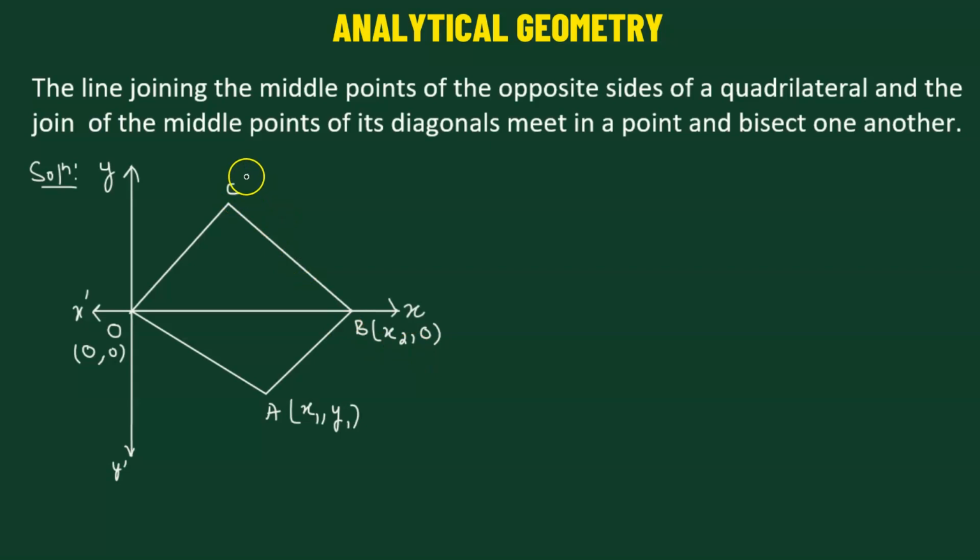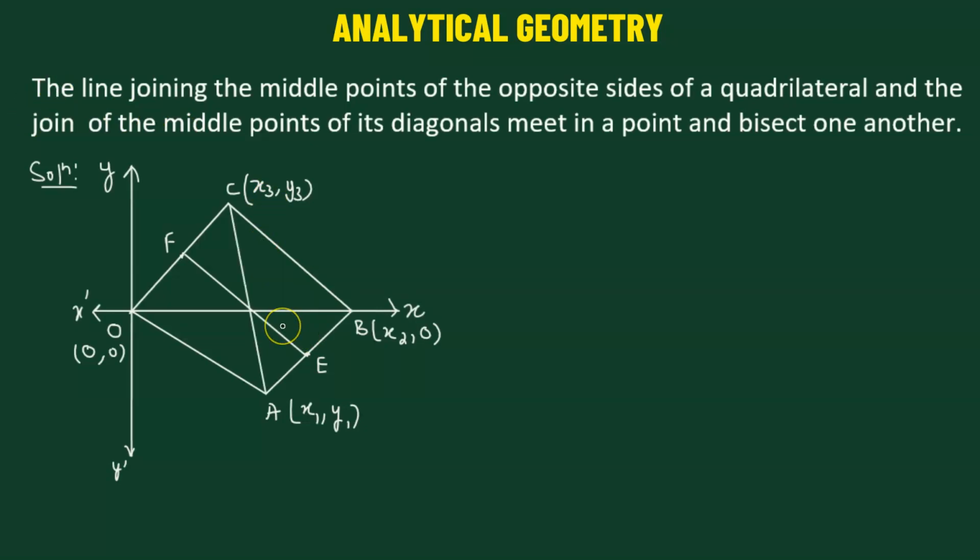And then we have the coordinates of C. Let's call it x3, y3. Now, OB is the diagonal of the quadrilateral. We'll consider the midpoints of OC and the midpoints of AB. Suppose the midpoint of AB is at E and the midpoint of OC is at F. So we're going to join E and F. OB is the diagonal, but we'll also join O and C to get the other diagonal of the quadrilateral.